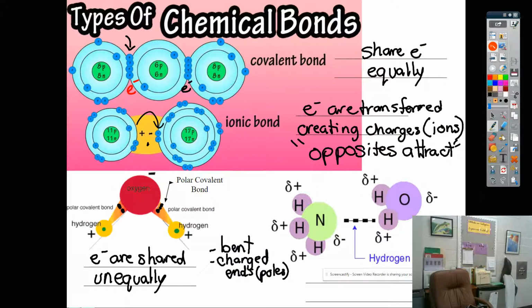So do you see the difference between this polar covalent and this covalent? Here, they're being shared equally, equidistant from both atoms. But here, oxygen's super greedy, and so it's going to try and steal the electrons, but hydrogen's going to hold on for dear life.